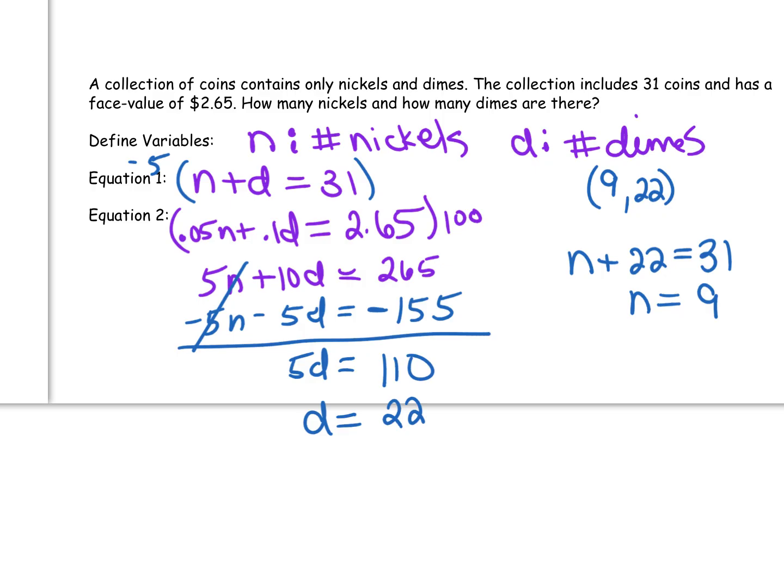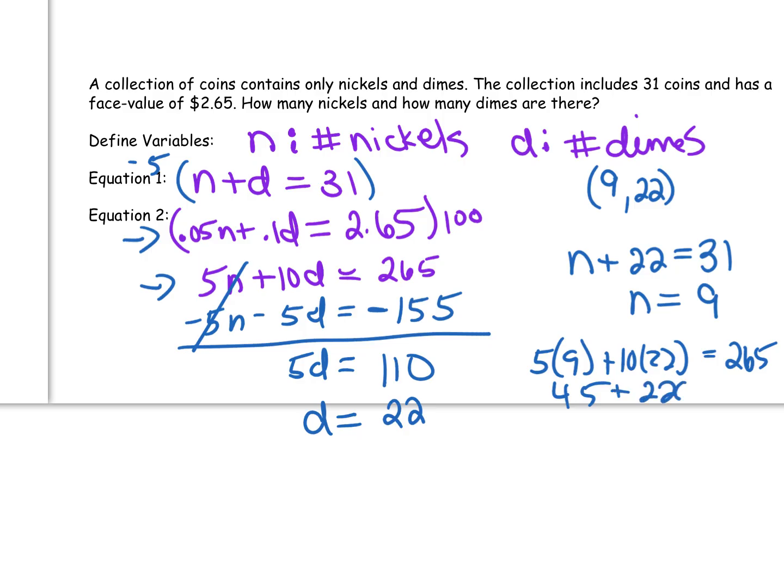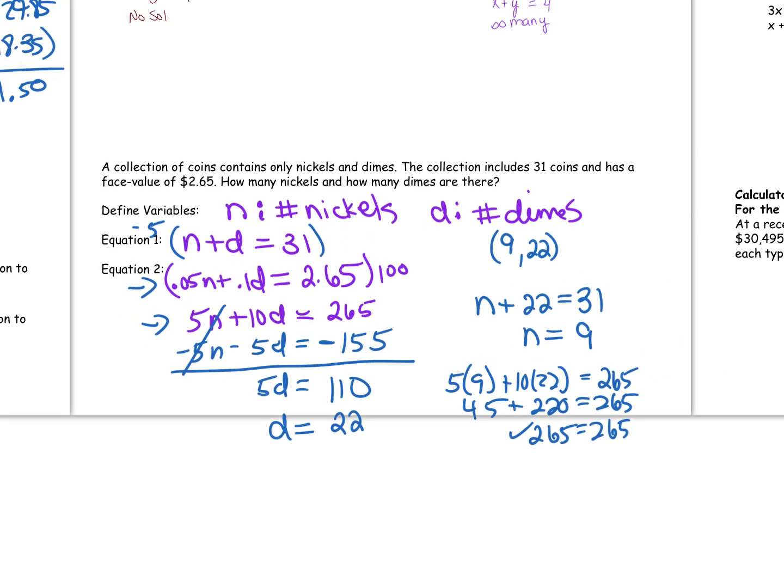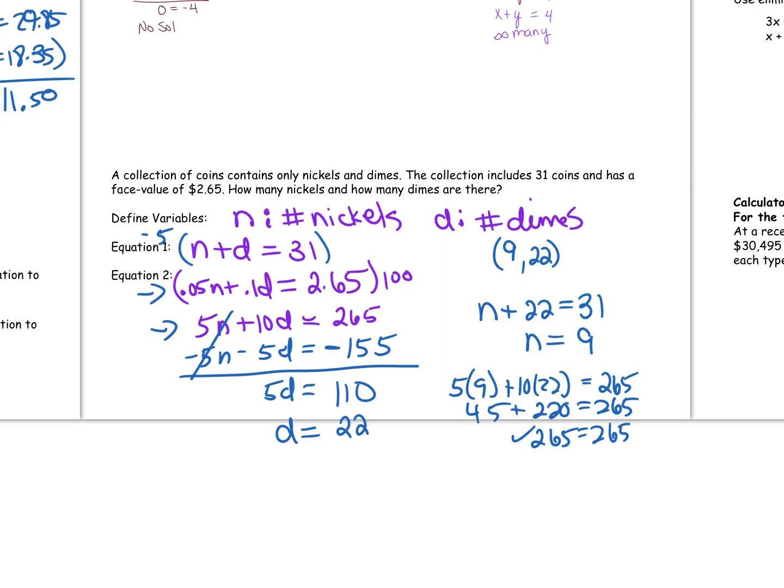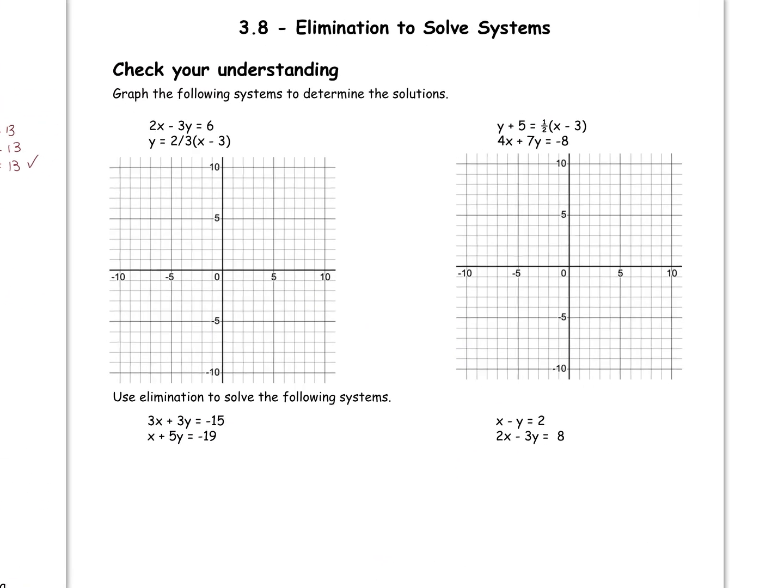Should we check it? Okay, which one are we going to check it in? We can check it in either this one or this one. Which one? So I got 5 times 9 plus 10 times 22, and that should equal 265. What's 5 times 9? What's 10 times 22? What is 45 plus 220? So did we do it right? So there's no reason to even make a mistake because you know you did it right. We okay with that?